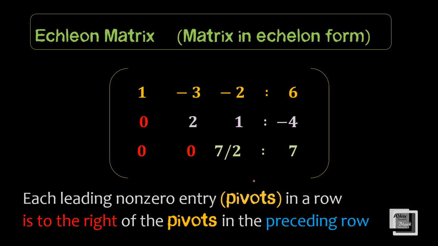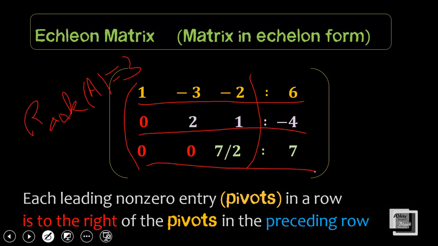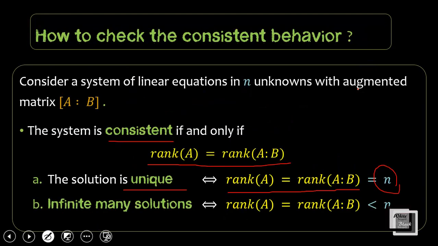In this echelon matrix, you can see that the rank of A equals 3 as it consists of 3 non-zero rows. Now the rank of A colon B is also equal to 3 as it also consists of 3 non-zero rows. So rank of A equals rank of A colon B, both equal to 3. So this system of linear equations has a unique solution. But if rank of A equals rank of A colon B is less than n, then the system has infinitely many solutions. We will discuss this case in the coming lectures.